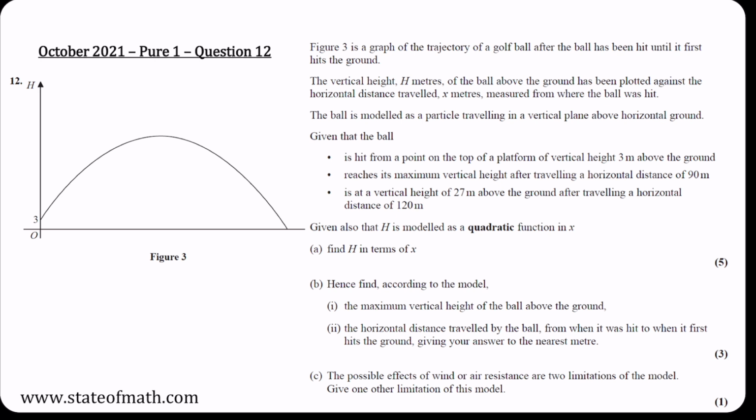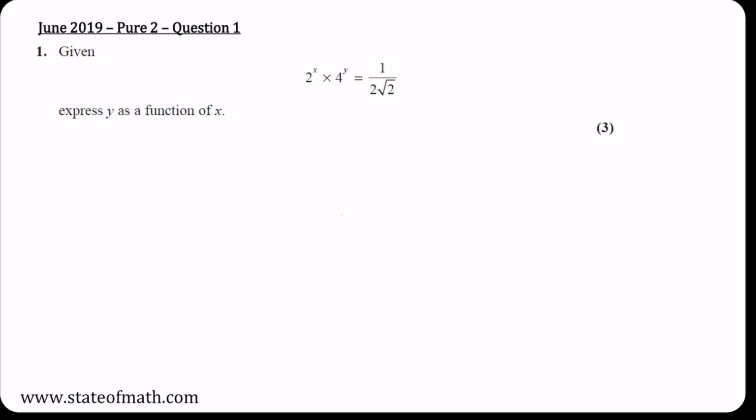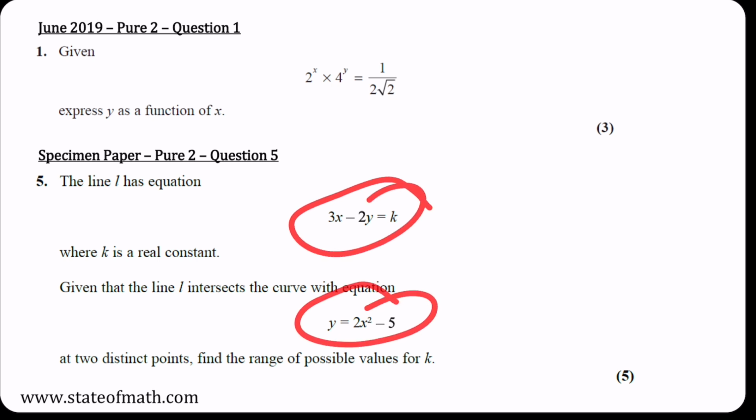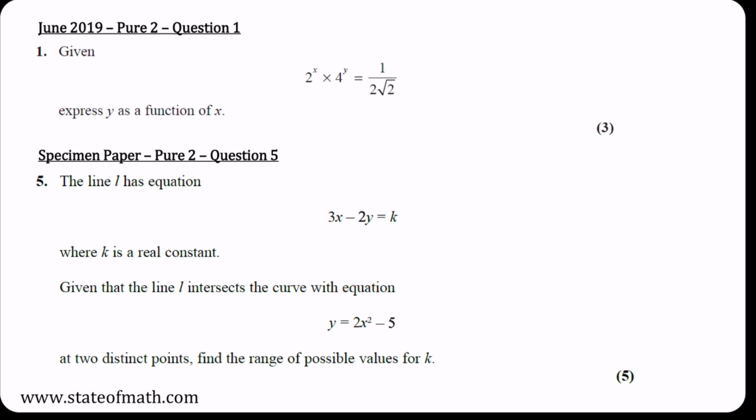Usually you have to determine the equation of the quadratic and then answer a couple of questions that refer to the particular problem. We could also be asked something on rules of indices, like we did in June 2019, the first question on QR2 paper, or something involving the discriminant, like we did in specimen paper QR2. So here we had a straight line, we had a parabola, and we had to determine the range of possible values for k for which the two meet at two distinct points, so using the discriminant being greater than 0, leading to a quadratic inequality.